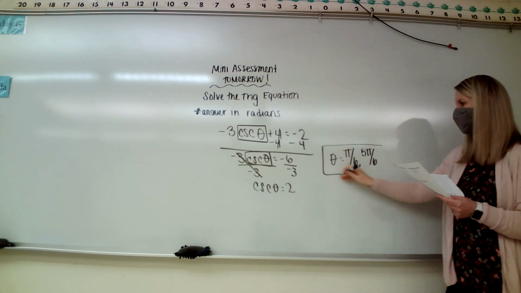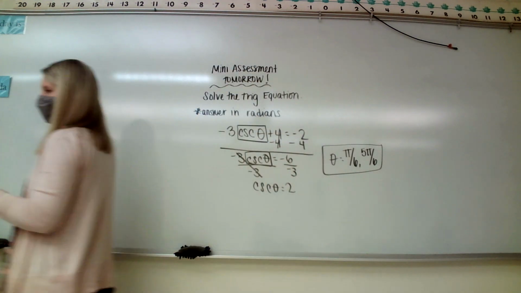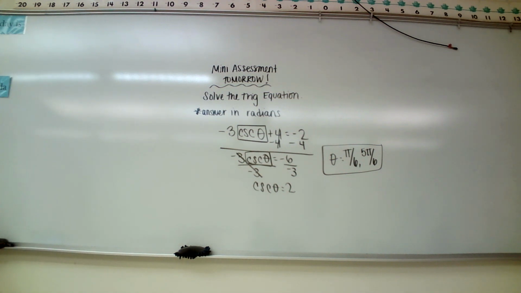So a lot of the same steps as the first one, just some numbers change. You're using a different trig function. That just means you're using a different column. And just make sure your answer is in the correct unit, whether it's degrees or radians.